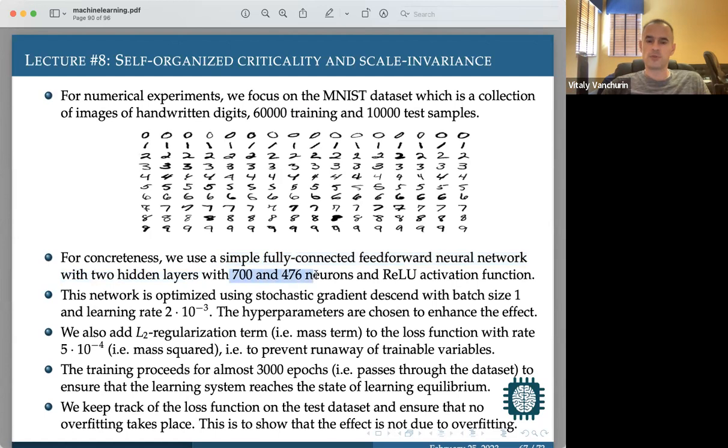This is the number of neurons of the 2 hidden layers. The activation function was chosen to be ReLU. Again, other activation functions had been tried with essentially the same results. It was optimized using stochastic gradient descent, batch size 1. So that's important. We're not really trying here to accomplish the best possible learning efficiency.